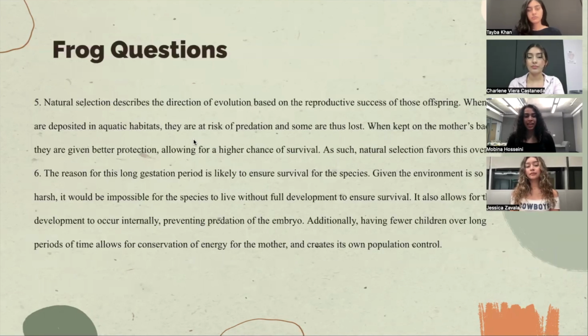Natural selection and egg protection. Natural selection favors traits that enhance reproductive success. Eggs in aquatic habitats face predation risk. Carrying eggs on the mother's back provides protection and increases survival. A long gestation period ensures offspring survival in harsh environments. Internal development prevents embryo predation. Fewer offspring over time conserve maternal energy and regulate population.